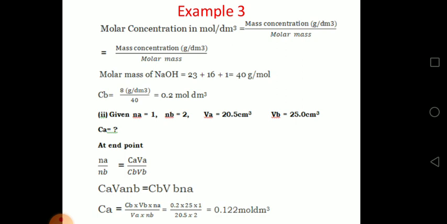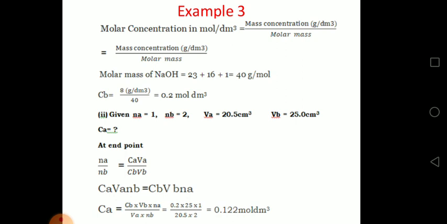Now, after getting that, I need to get my molar concentration. So my molar concentration is usually the mass concentration over the molar mass. So I can take the mass concentration, which is 8, and of course I know that the molar mass of sodium hydroxide is 40. So I'm going to say 8 divided by 40, and that gives me 0.2 mole per dm cube. And that is the concentration of the sodium hydroxide. But that is not what we are asked to look for.